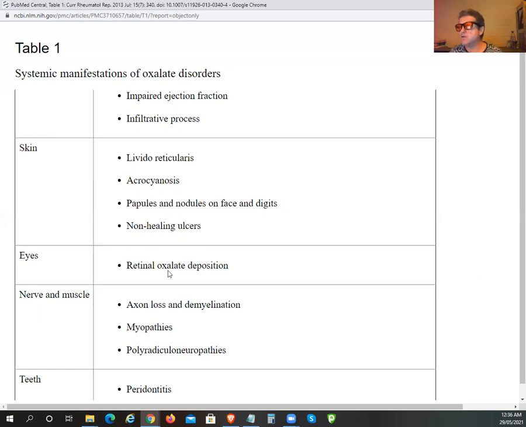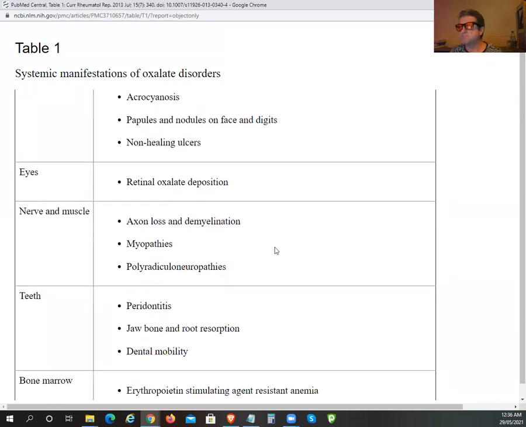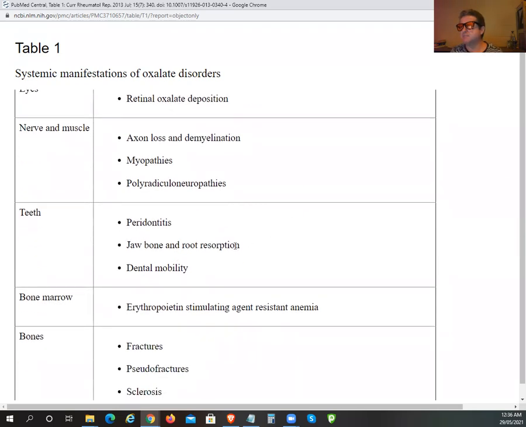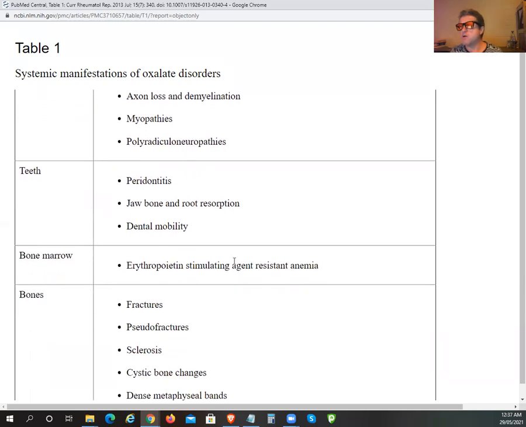In the eye, retinal oxalate deposits create a lot of issues with eye problems. Nerve and muscles, the myelination we're talking about here. So teeth, jawbone, dental mobility and all that sort of stuff. Bone marrow.